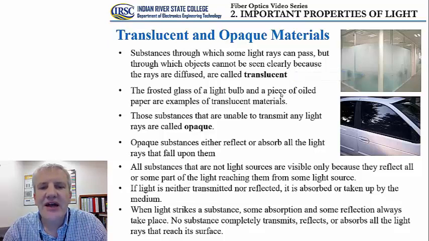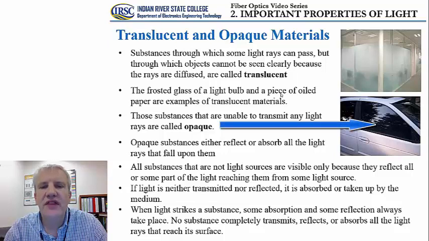The materials that are unable to transmit any light are so-called opaque materials. Opaque materials would either reflect or absorb all the light rays that fall upon them. All substances that are not light sources are visible only because they reflect all or some part of the light reaching them from some light source.